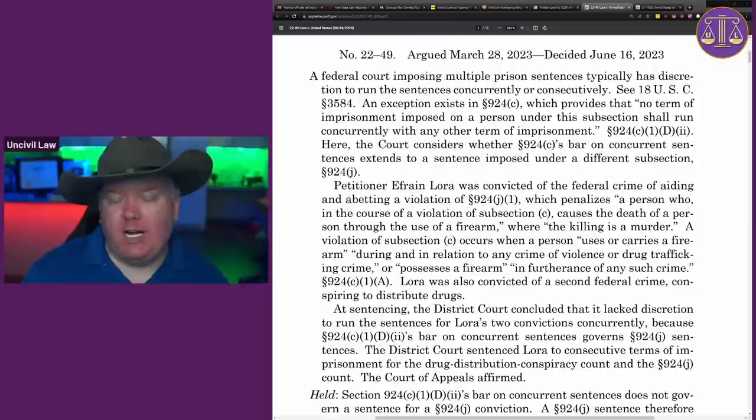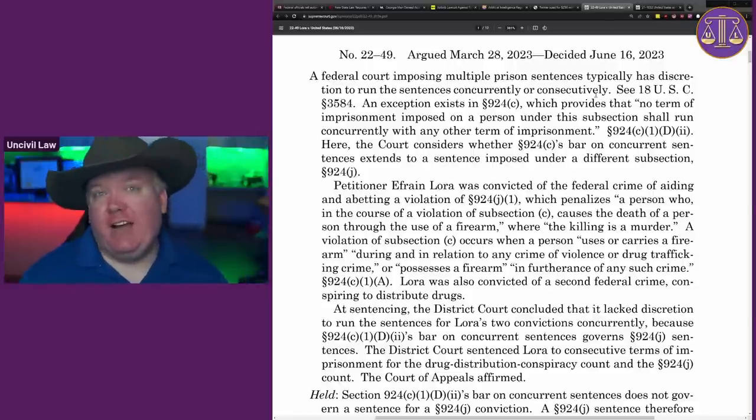At sentencing, the district court concluded it lacked discretion to run the sentences concurrently because the relevant statute's bar on concurrent sentences governs the sentences. The district court sentenced them to consecutive terms of imprisonment for the drug distribution count and the underlying firearm count. So we'll run them one after the other. The Court of Appeals affirmed. So the question is, as to this particular sentence, as to this particular charge, do they have to be run one after another? Or does the judge get the choice? The judge said here, I have no choice.